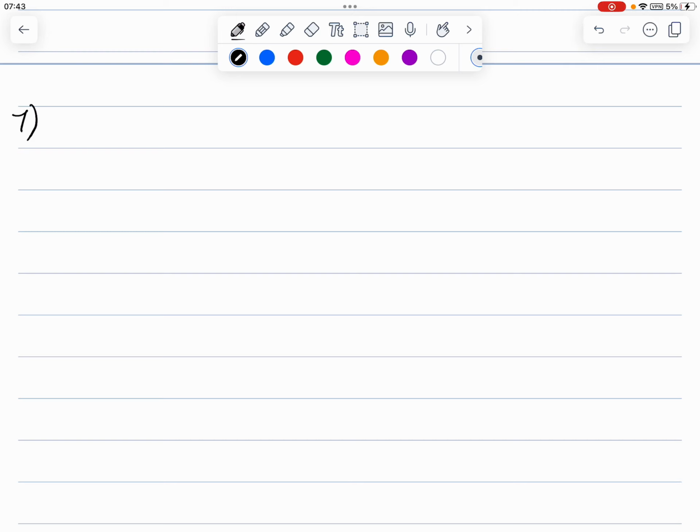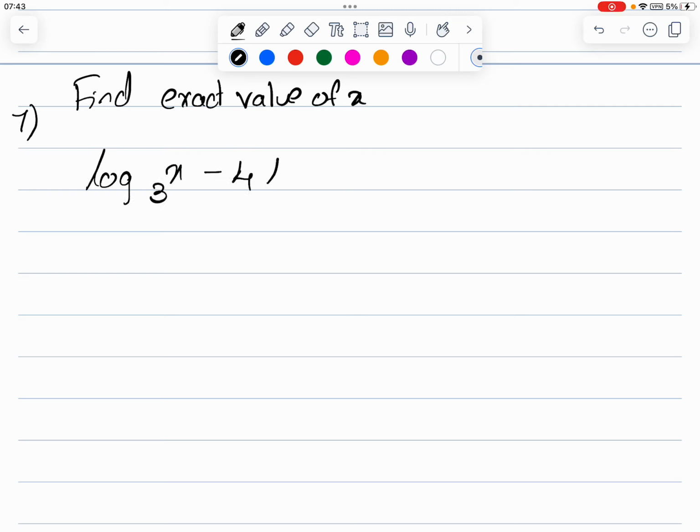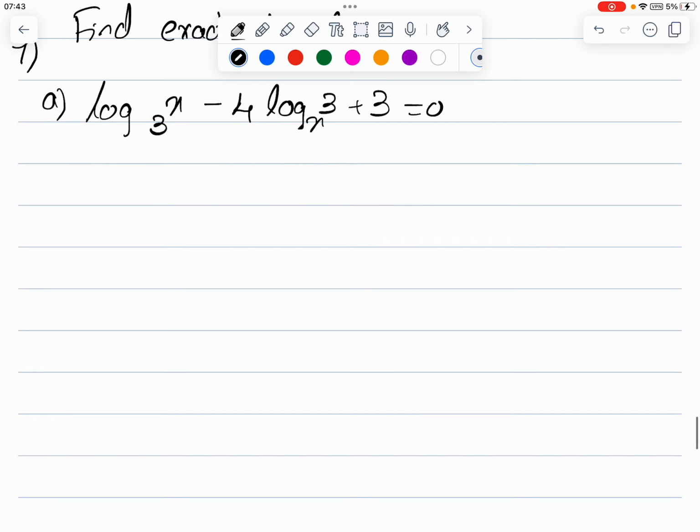Coming to question number 7, find the exact value of x. Find the exact value of x for: log x to the base 3 minus 4 log 3 to the base x plus 3 equals 0. This is the first question, part A. Then part B is also there. So what I can do is log 3 to the base x can be written as 1 upon log x to the base 3.